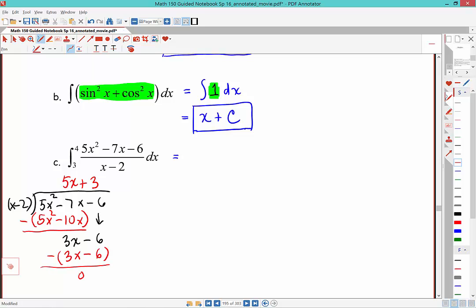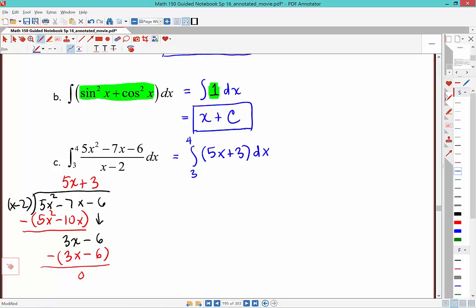So what the heck does that mean? That means that this is equivalent to the integral from 3 to 4 of, great, that quotient you got, which was 5x plus 3, with respect to x.